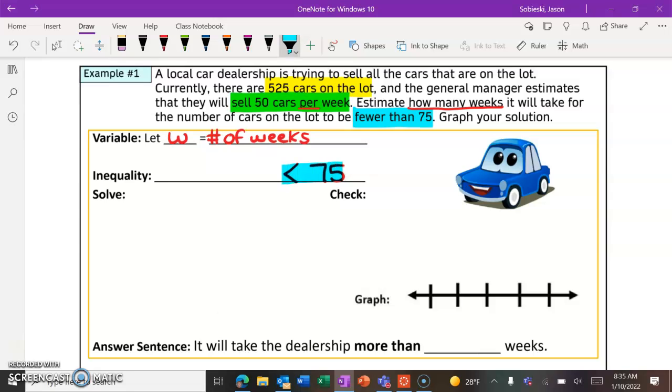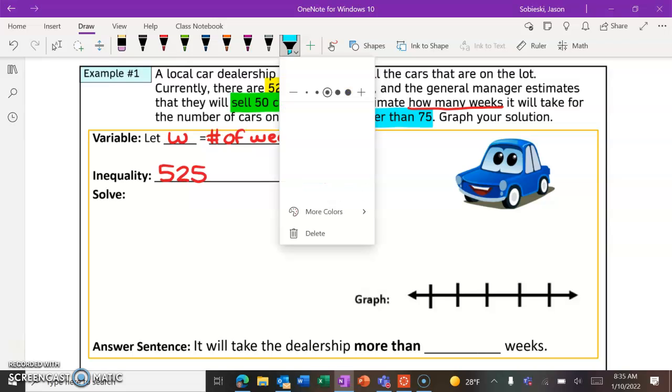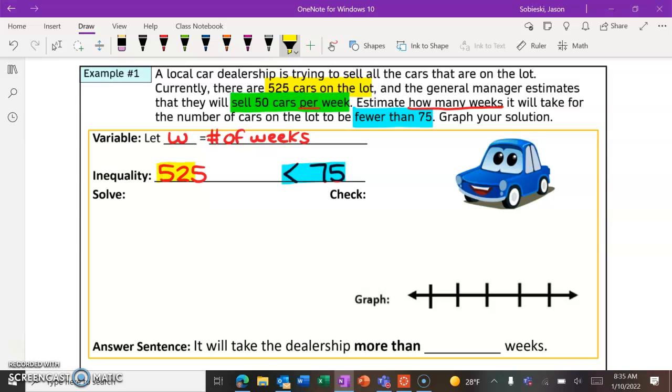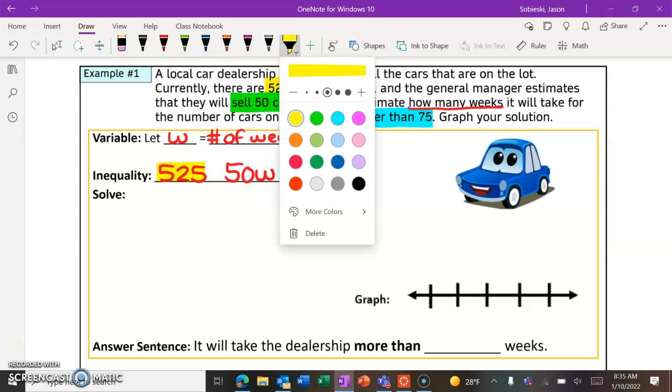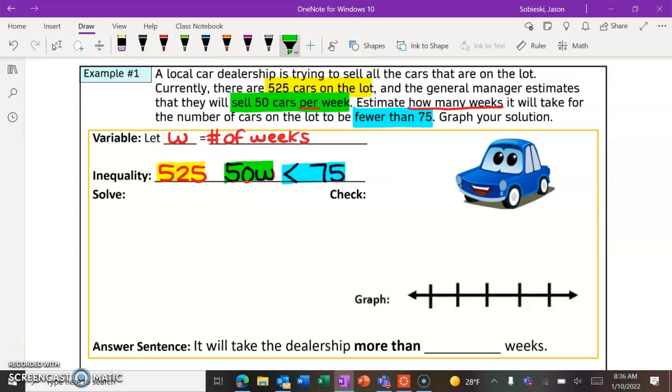And again, that's just coming from the blue part. What is it that has to be less than 75? Well, the amount of cars that are on the lot. So already, the initial amount of cars is 525, right? That's how many cars they already have. And then they want to get rid of 50 cars per week. So we're going to say 50W, right? Again, the W, the variable, goes with the number that is multiplying.